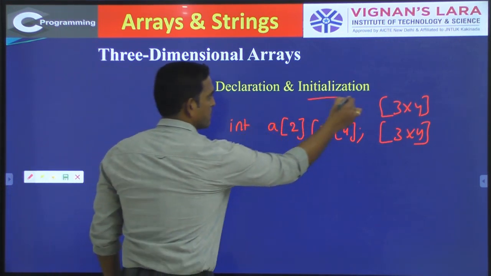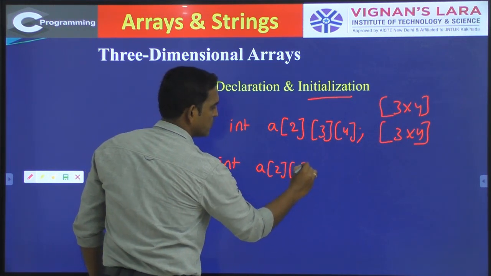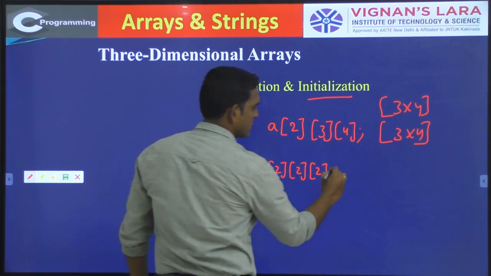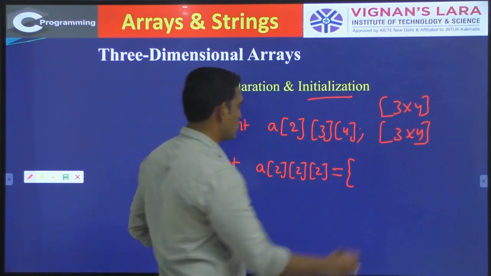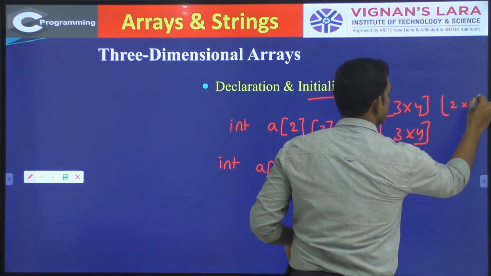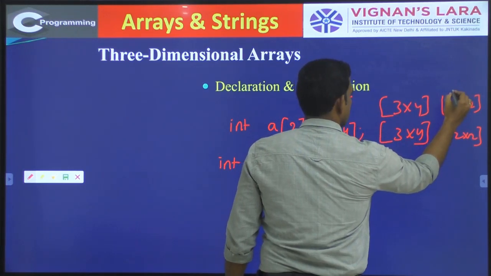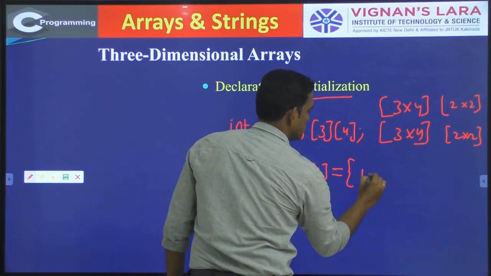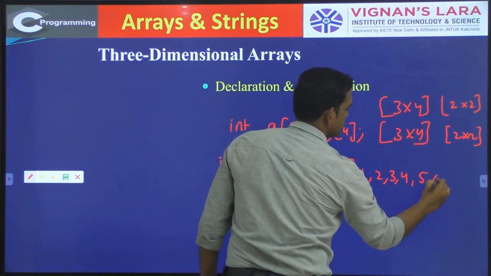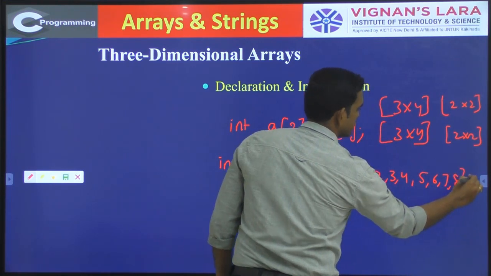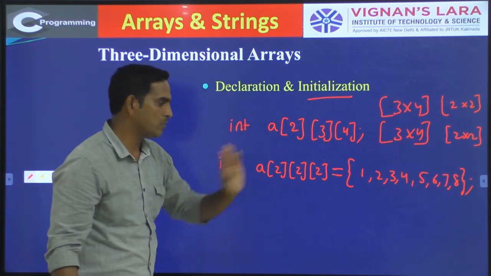And for the initialization part, while declaring itself, if I take a 2 by 2 by 2, how do you initialize? You will be having two 2 by 2s. This will be one 2 by 2 and this will be another 2 by 2. The first 2 by 2 will be 1, 2, 3, 4. This will be 4 values, then 5, 6, 7, 8. So I have given 8 values which will be present in two 2 by 2 matrices.